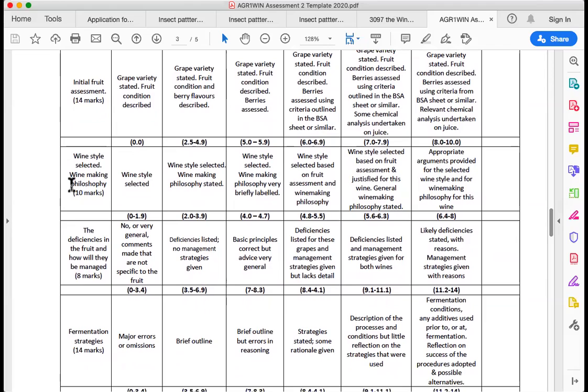Deficiencies in the fruit. This is probably where it does get a little bit difficult because I guess you've had virtually no time in the laboratory, so the deficiencies are what you perceive to be there from the observations that you've made. So if the fermentation had issues, for example, you might relate that to deficiency.